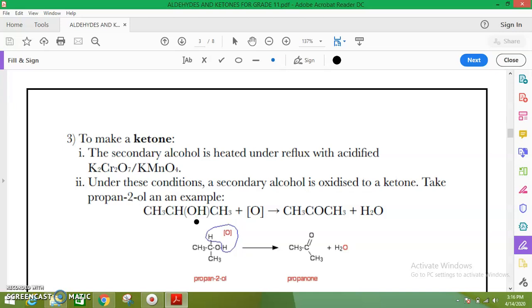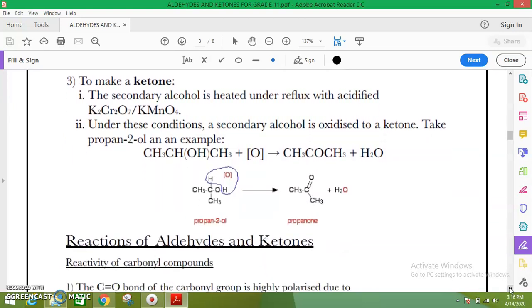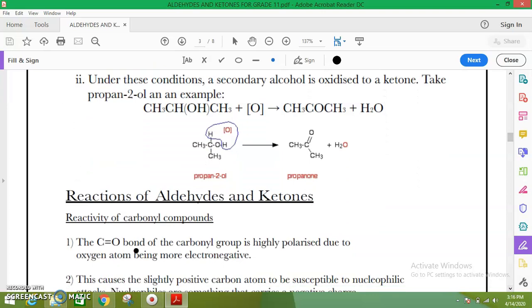So by adding oxygen to the secondary alcohol, we remove these 2 hydrogens and convert the secondary alcohol into propanone, CH3 C double bond O CH3. In this way we can prepare aldehydes and ketones. Inshallah, in the next lesson we will study the reactions of aldehydes and ketones.